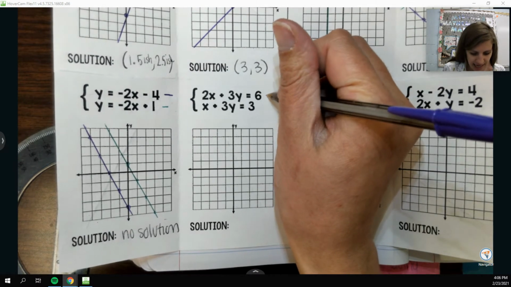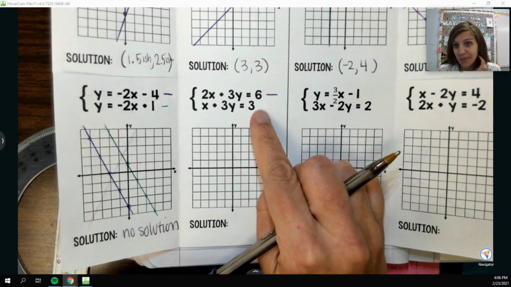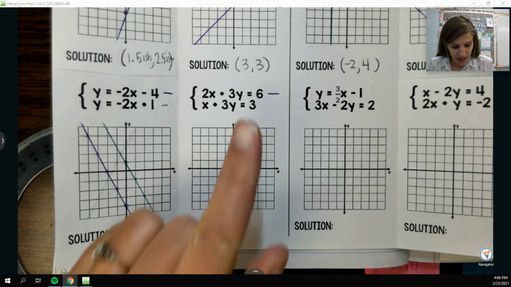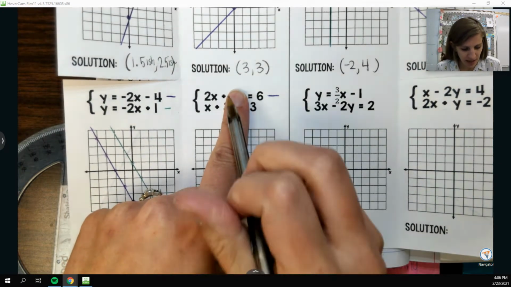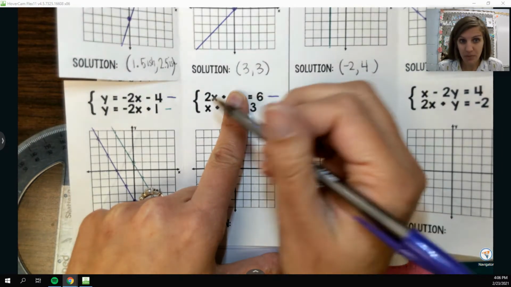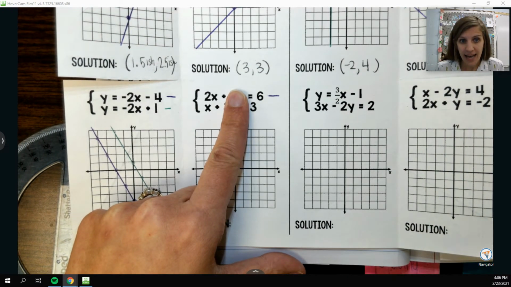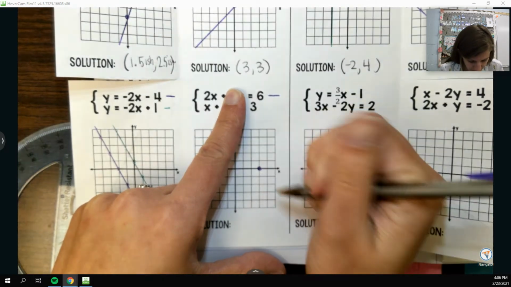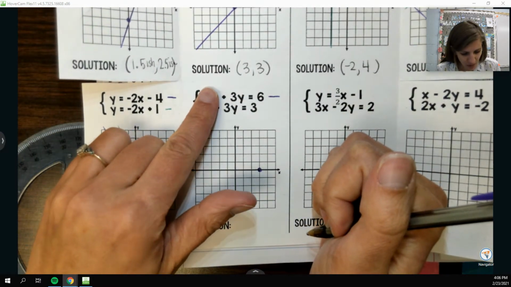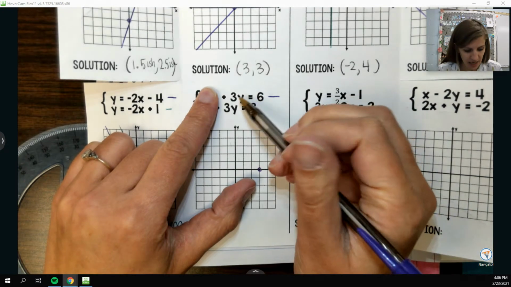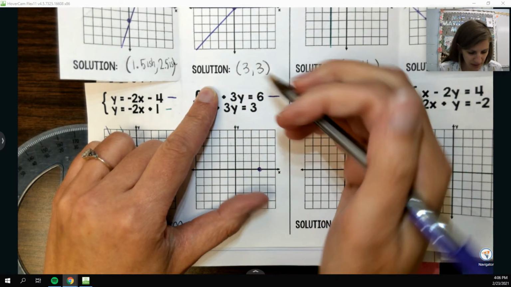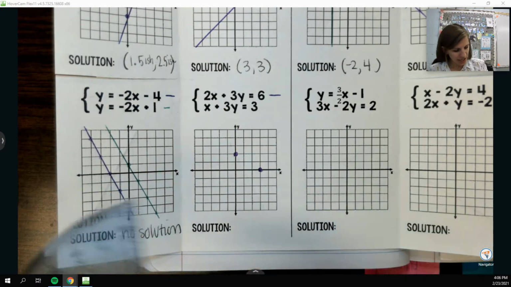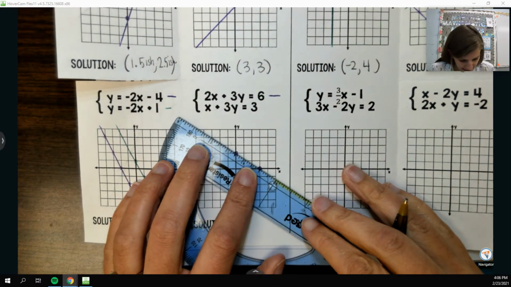Alrighty, on to the next. Now this guy is in standard form, and you could rewrite it, but I kind of like not having to do that. So I can just ignore y and solve for x. I divide both sides by 2, and x would be 3. So I go on the x-axis to 3. And then I find the y-intercept by ignoring x and dividing both sides by 3. So y would be 2. And then I can just connect the dots and get that line there.